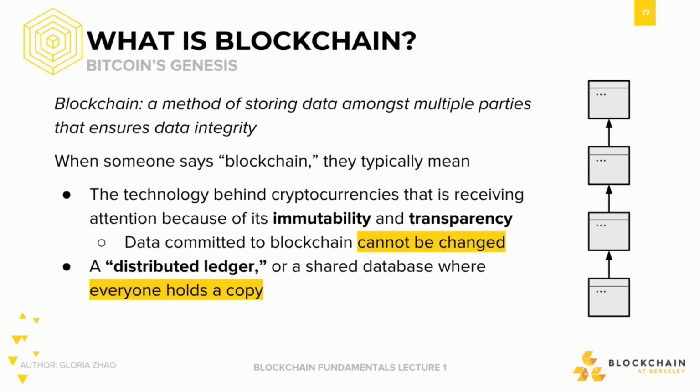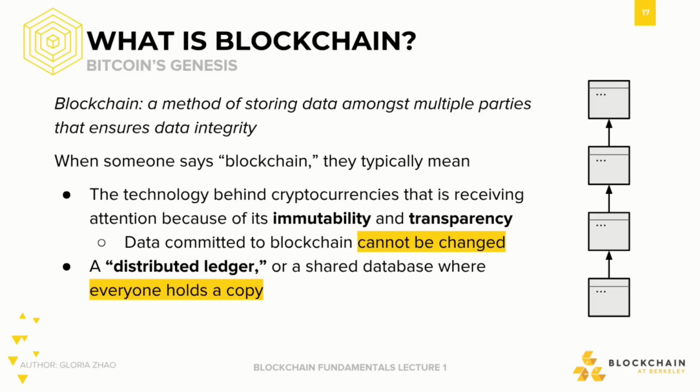So what is blockchain? I like to say that blockchain is a method of storing data amongst multiple parties that ensures data integrity without requiring trust. There's a lot of words, but basically, blockchain is the data structure that we use to store transaction data in cryptocurrencies, such as Bitcoin. And the way that blockchains are structured, you can store data in it, and then it cannot be changed, or it's at least tamper evident. So once you've committed data into your blockchain, it cannot be changed.